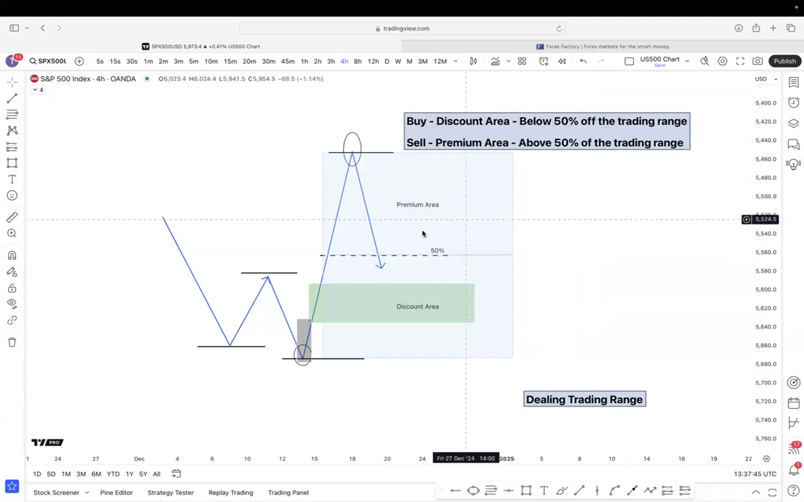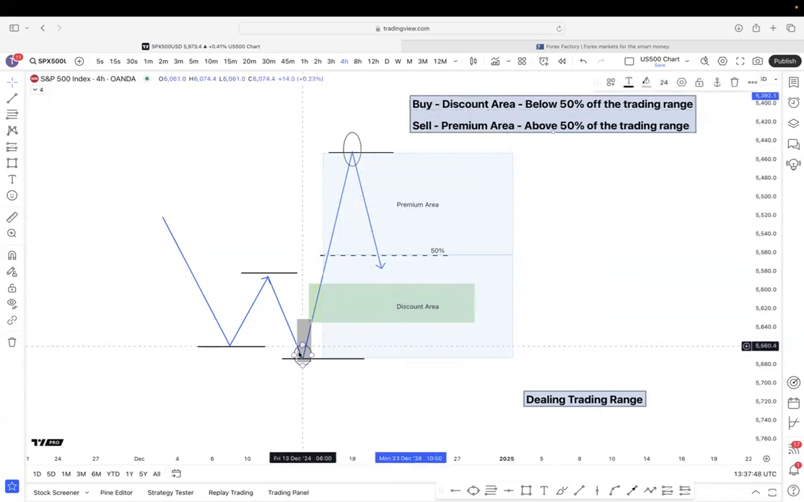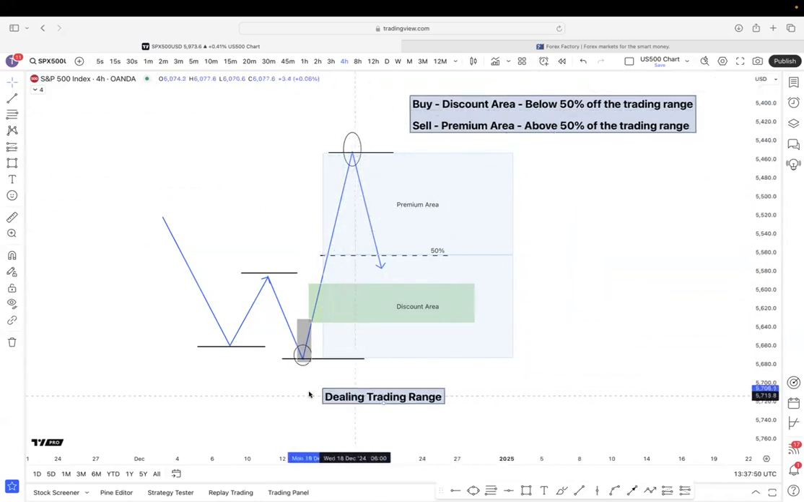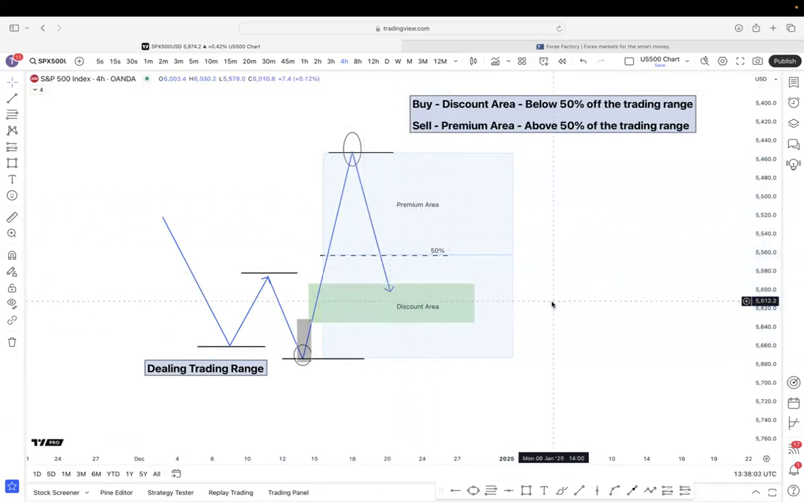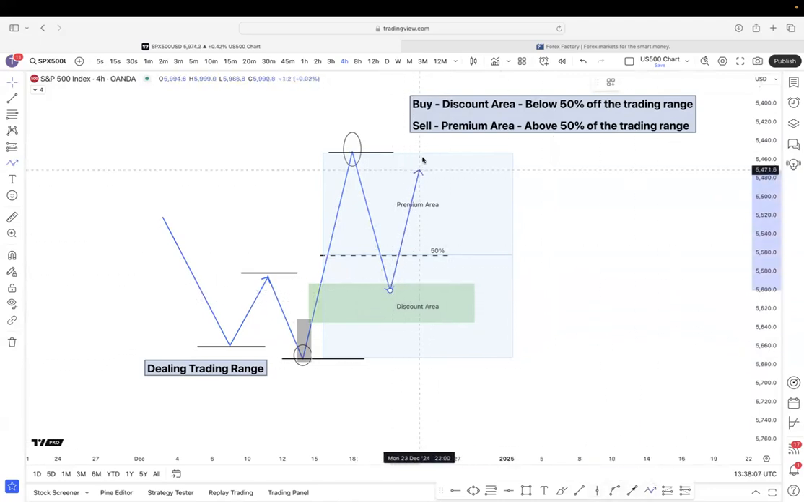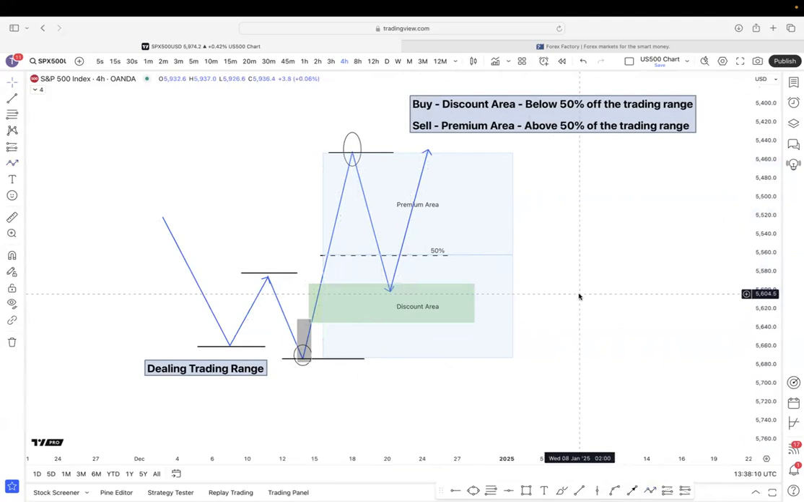So if we have these areas and we identify our trading range, our dealing trading range right here, and we are then able to identify inside our discount area and inside our premium area whether or not we can take these positions, these are high probability areas of inefficiency, meaning we can look to enter within here, or we can look to enter within the order blocks. These are where we're looking for these opportunities in a bearish environment.